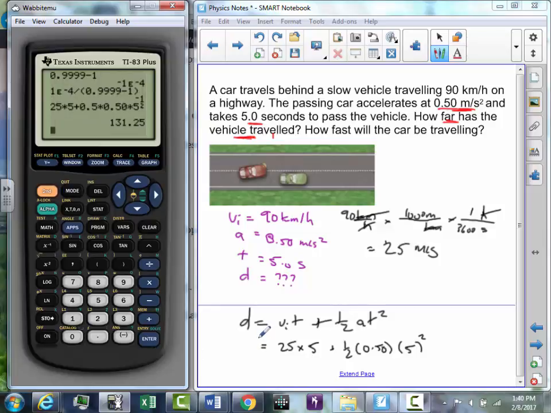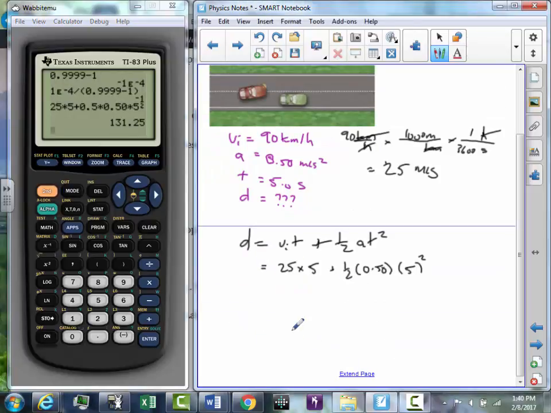Good. Now you know how much distance you need. You need 131.25 meters. That makes sense?